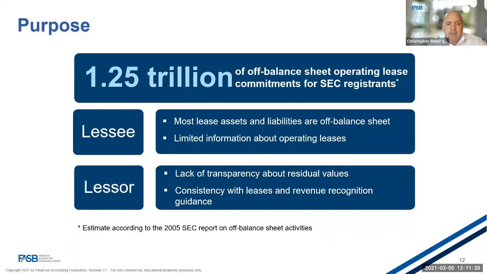The report noted that there may be approximately $1.25 trillion in non-cancelable future cash obligations committed under operating leases that were not recognized on the books. Additionally, a number of academic studies published over the 15 years preceding the issuance of the new leases guidance have recommended that changes be made to the existing accounting requirements to ensure greater transparency in financial reporting and to better address the needs of users of financial statements. If we go to the next slide, please.